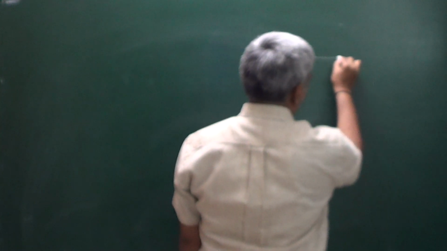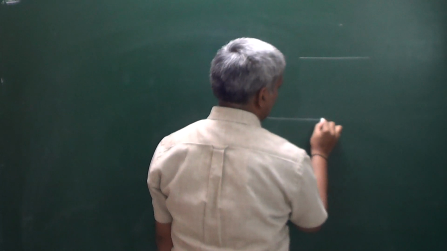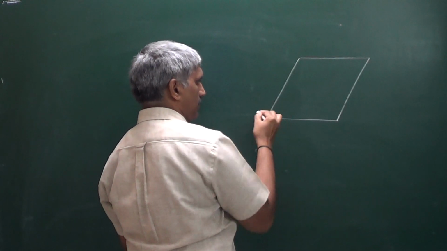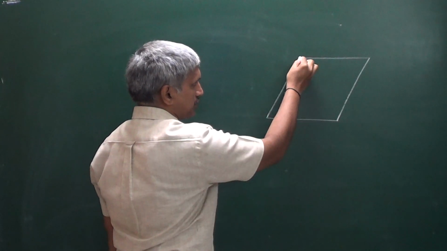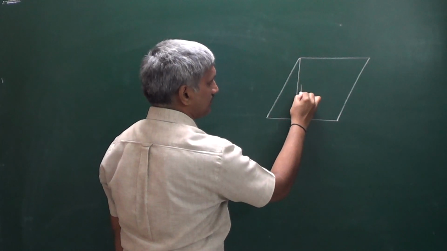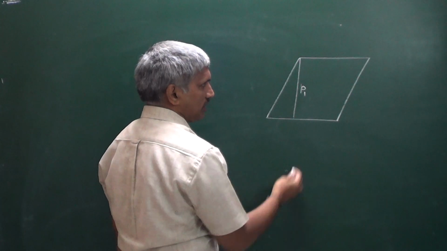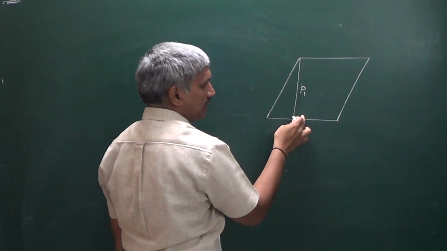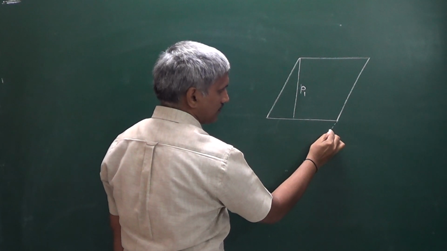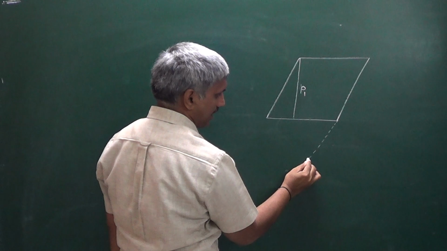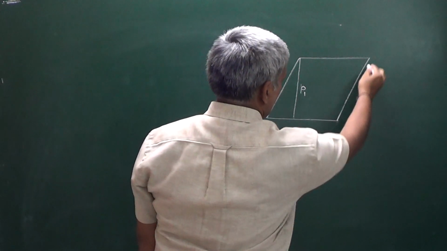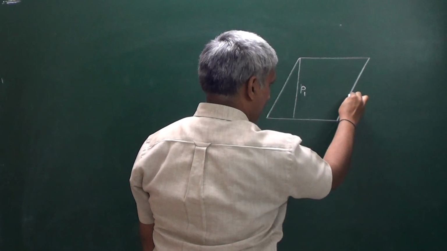Observe here, this is a parallelogram. The distance between two parallel lines is given as P1, P2. That means the distance between these two parallel lines is given as P1. Now the distance between another set of parallel lines, that means extended this one, take care. This line only we are extending.